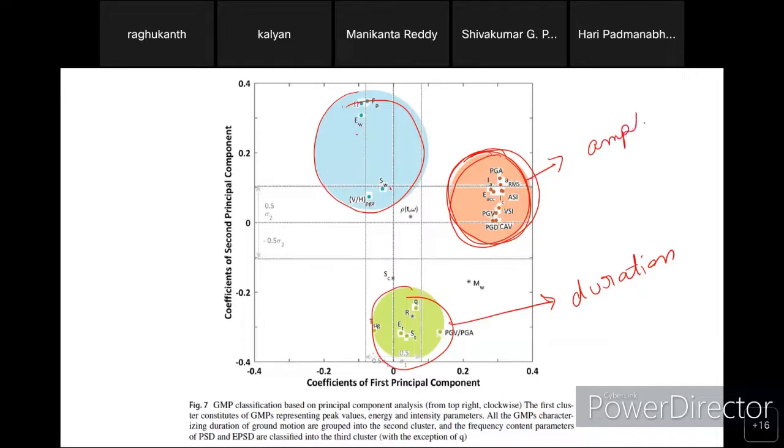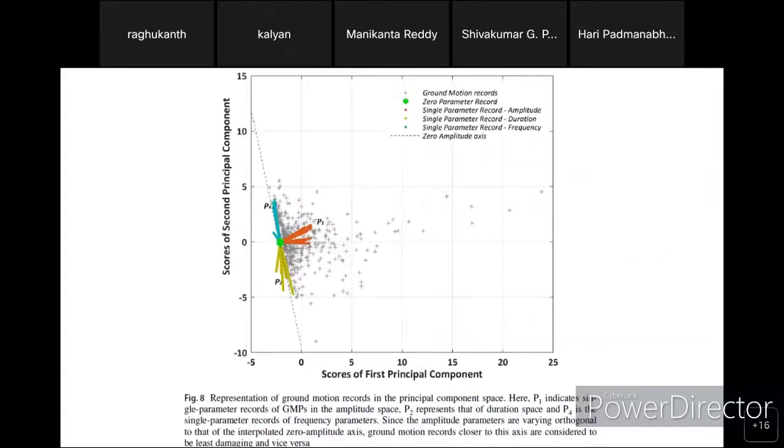If you do the analysis, the physics also automatically comes out. These are all amplitude related parameters, they come into one group, and these are frequency related. And these are duration related parameters. So your 24 dimensional space you can reduce to 3 dimensions, 3 groups. Then you can easily identify with these principal components. You can plot the data, and as the distance is more, that record is more damaging to your structure. This is a distance amplitude parameter which we have derived.